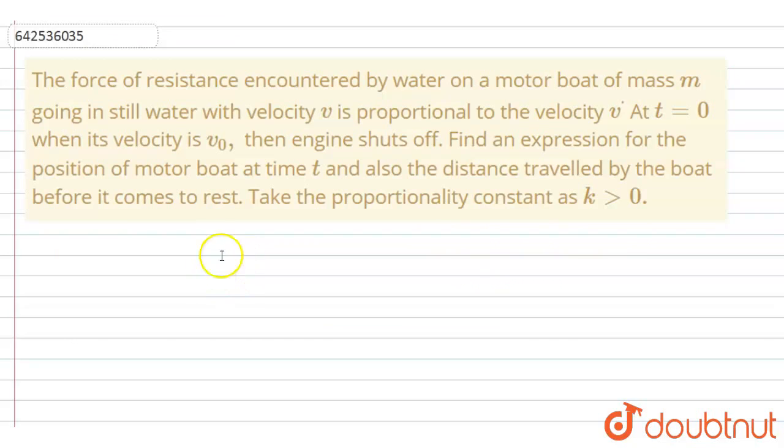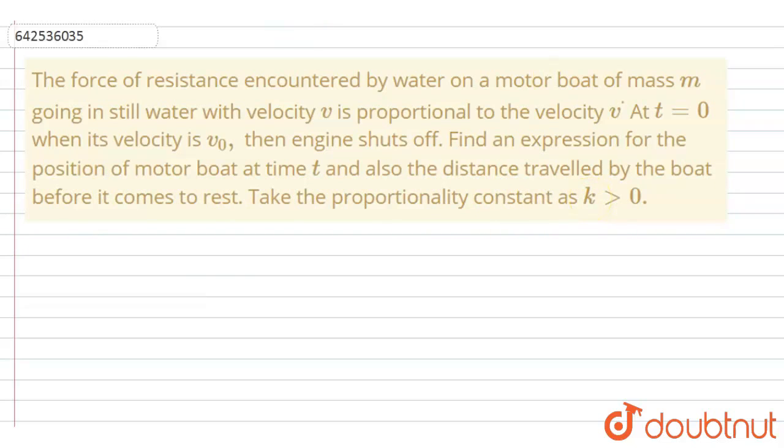Hello students, today's question is: the force of resistance encountered by water on a motor boat of mass m going in still water with velocity v is proportional to the velocity v. At t equal to 0, when its velocity is v0, the engine is shut off. Find an expression for the position of the motor at time t and also the distance traveled by the boat before it comes to rest. Take the proportionality constant as k greater than 0.